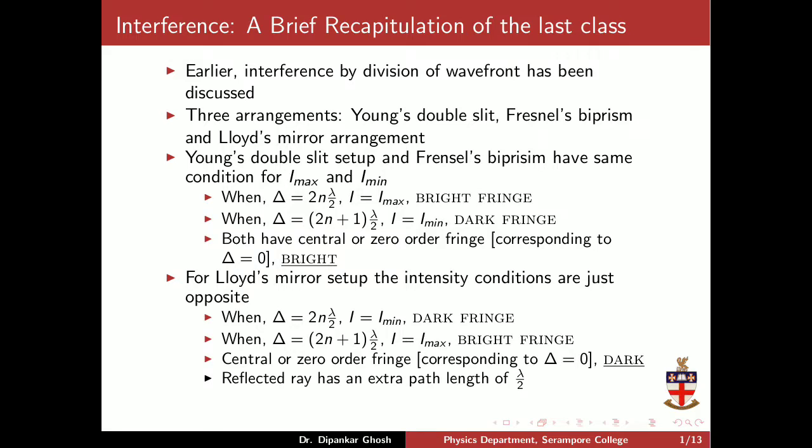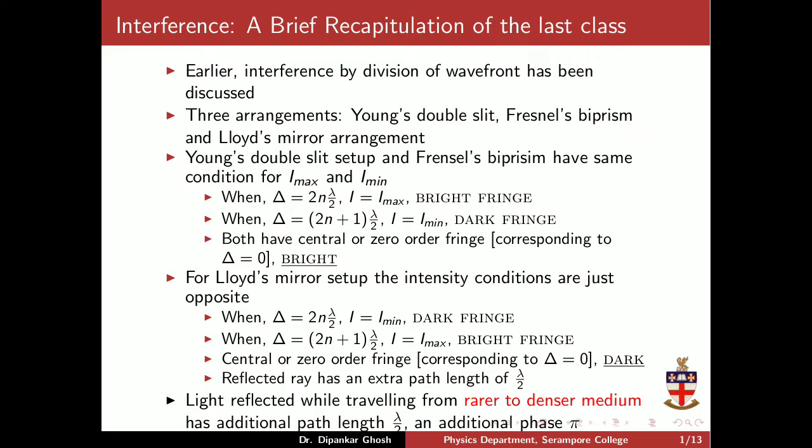It is because the reflected ray in a Lloyd's mirror setup had an extra path length of lambda by 2 or an extra phase of pi. Now this is generally the case whenever light is reflected while traveling from rarer to denser medium. The reflected light wave has an additional path length of lambda by 2 and an additional phase of pi. The opposite is not true. That's what we had learned from Stokes' relations. So that is all as far as the brief recapitulation of the last classes is concerned.